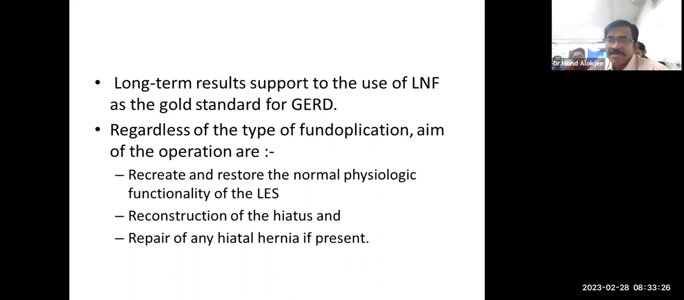Regardless of the type of fundoplication, the aim of the operation for anti-reflux surgery is to recreate and restore the normal physiologic functioning of the lower esophageal sphincter. Reconstruct the hiatus if you have an associated hiatal hernia, and if the hiatal hernia is there, you have to repair the hiatal hernia.